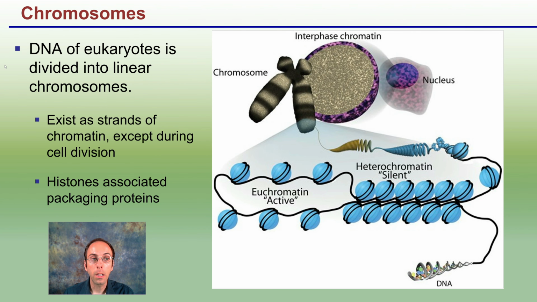Those chromosomes, the DNA of eukaryotes, are divided into linear chromosomes, and they exist as strands of chromatin, except during cell division. Histones, these little blue spheres here, are packaging proteins, and they help the DNA wrap around them so they can increase the density and compact that DNA without it getting tangled.